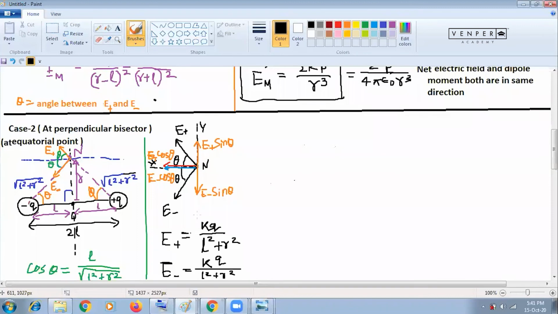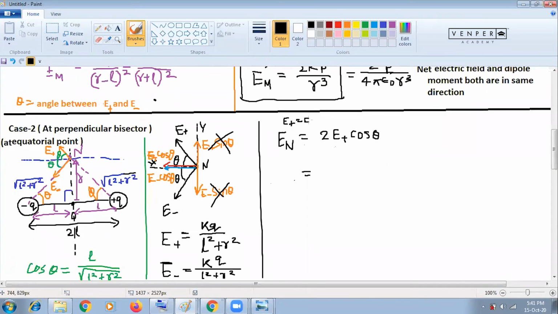That means what you are watching here. Now this E plus and E minus are equal. That means you can cancel this E sin theta and E sin theta. Then after, what is coming here? Now here, net electric field at N. How much is coming? Now that is 2 times E plus cos theta. Since E plus and E minus are equal, you can take everything as E plus.